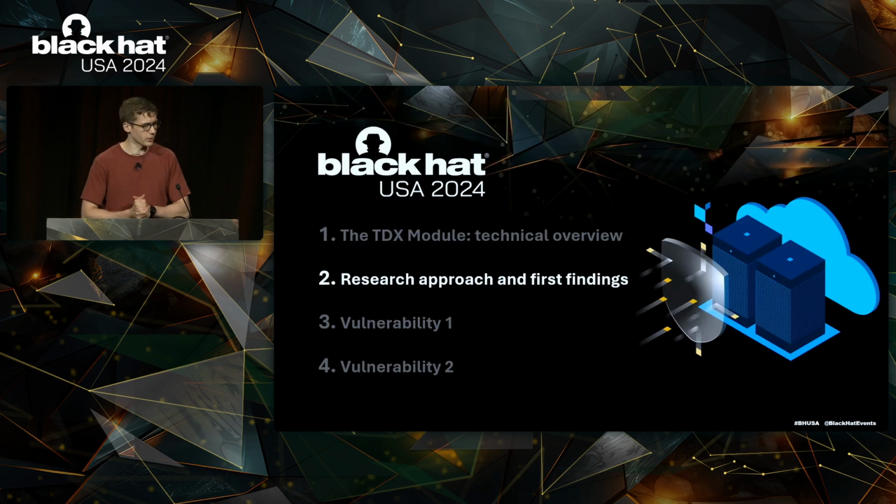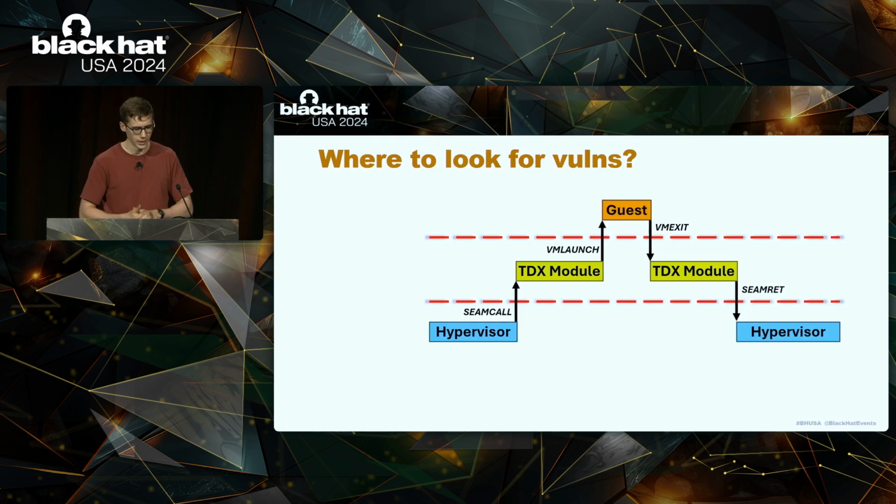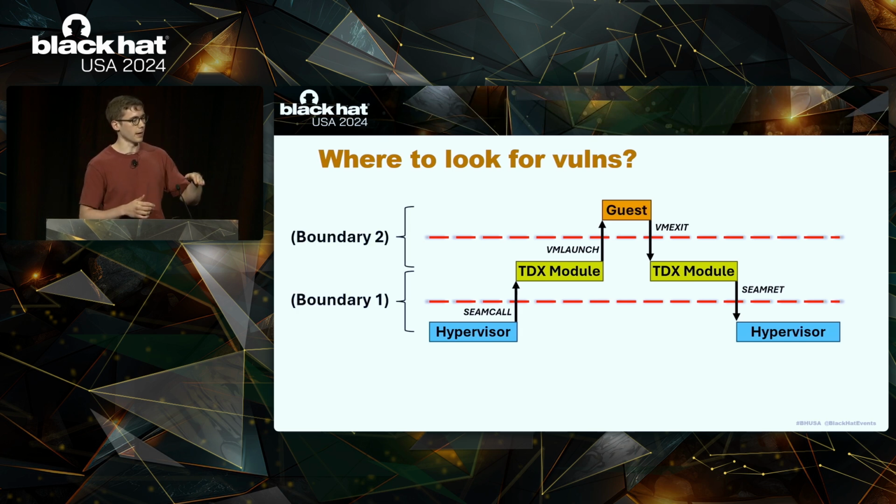So now that we have presented the basics of the TDX module, there are two questions that arise when we look at it from a security point of view. The first is, where do we actually look for vulnerabilities in this new architecture? So there are two natural attack surfaces that I highlighted in red here, the hypervisor to TDX module and the guest to TDX module. These are two security boundaries that the TDX module has to protect.